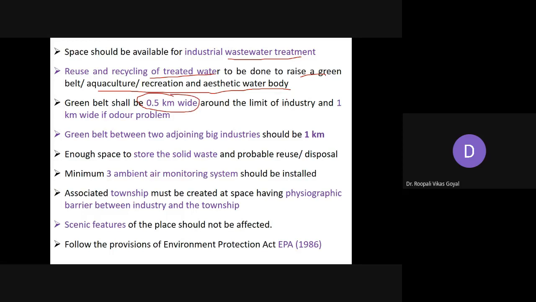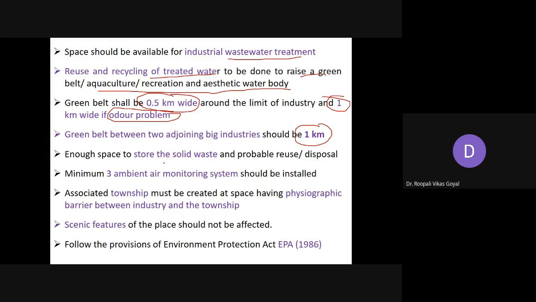Outside the industry, minimum 0.5 kilometer green belt should be there, and 1 kilometer wide if there is a problem. So that can be extended to 1 kilometer if some orders are coming from the industry. So it is the basic requirement of the industries. Then green belt between two adjoining big industries should be 1 kilometer. If two big industries are nearby, then minimum 1 kilometer green belt should be provided between these two industries. So these are all the provisions which are there, but only if they are followed and implemented properly can we see the result.